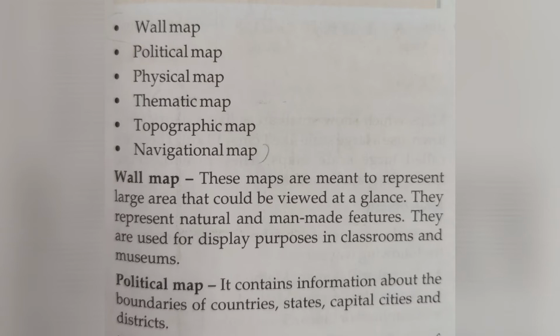First, wall map. These maps are meant to represent a large area that could be viewed at a glance. They represent natural and man-made features. They are used for display purposes in classrooms and museums. This type of map we can see in our classrooms and the museum.